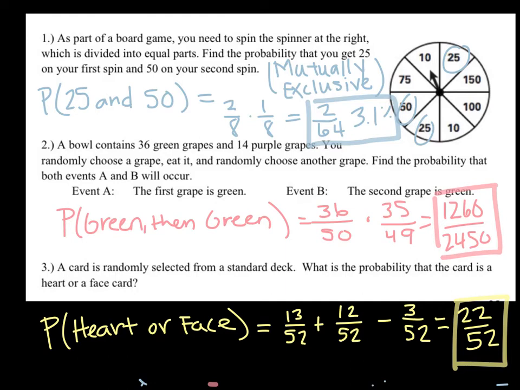So those are your three combinations. Mutually exclusive, just one and the other, multiply them together. One and the other, but they're not mutually exclusive, so we have to multiply by the event B after event A has occurred. And your third, one or the other, where you have to subtract the overlap, or the part where they are both events.